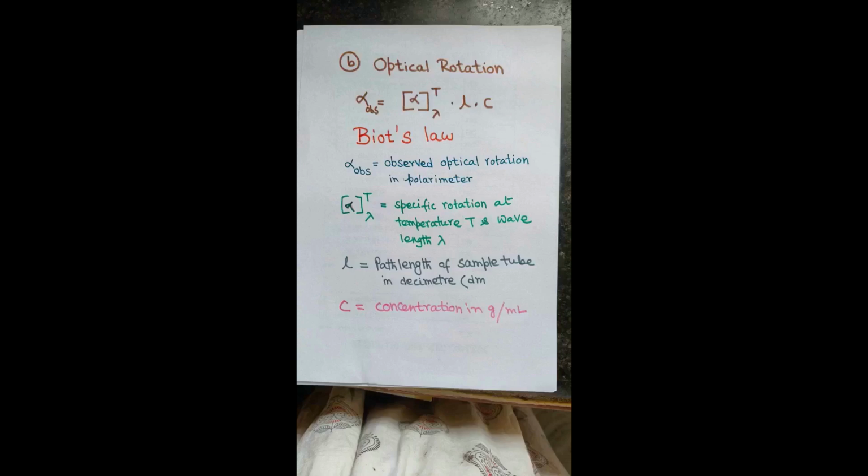Now let us come to the second important formula, optical rotation. Alpha observed is equal to [alpha] into L into C. This formula is popularly known as Biot's law, where alpha observed is equal to observed optical rotation in polarimeter instrument, and the alpha within square bracket is known as specific rotation at temperature T and wavelength. Means if temperature and the wavelength differ, then specific rotation will change. L is equal to path length of the sample tube in decimeter, and C is the concentration of the solution in grams per ml.